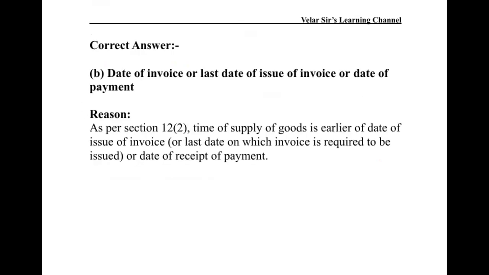The right answer will be date of invoice or last date of issue of invoice or date of payment. Out of these three dates, whichever is earlier will be taken as the time of supply. The reason is also given here. As per section 12 subsection 2, time of supply of goods is earlier of date of issue of invoice or the last date on which invoice is required to be issued or date of receipt of payment. The correct answer will be B, that is date of invoice or last date of issue of invoice or date of payment.